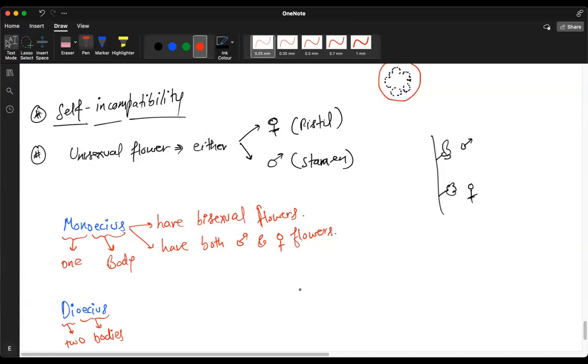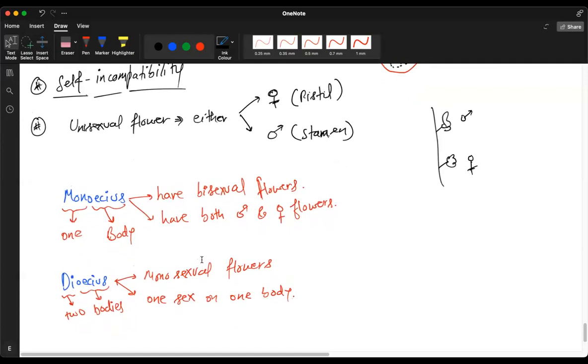So in this case, what kind of flowers will be produced by dioecious plants? They will always produce monosexual flowers, right? One sex on one body. Is that clear to all of you? Everyone give me a thumbs up if it is clear. So their names are very contradicting to their flowers, right? Exactly.